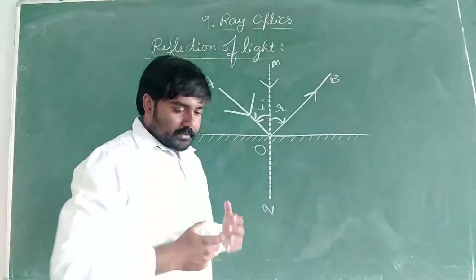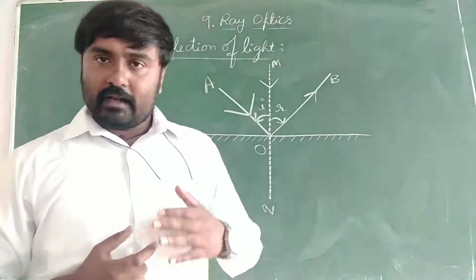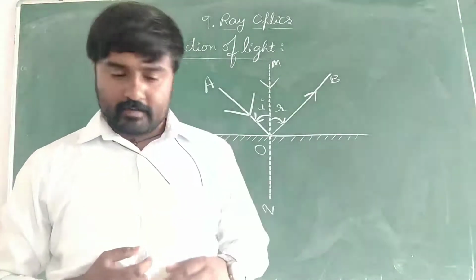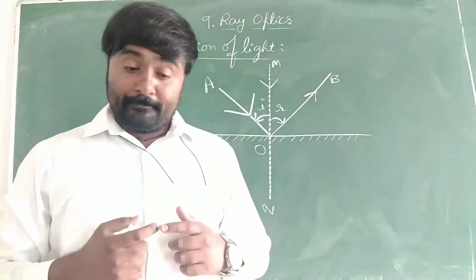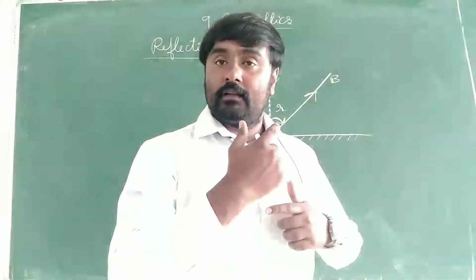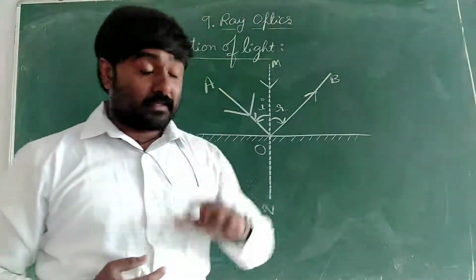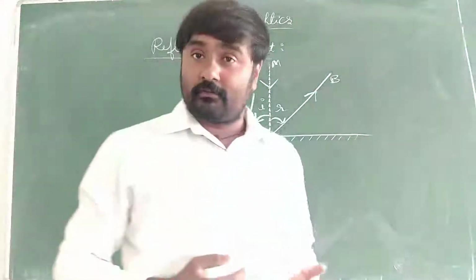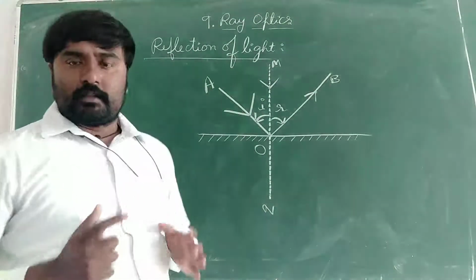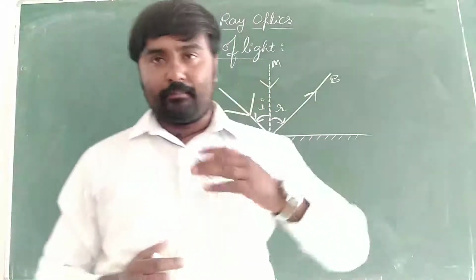Okay, so reflection of light means when a ray of light is incident on a reflecting surface, the ray turns back, bounces back into the same medium and at the same angle. So that is a reflection of light. Reflection of light has two very important laws.